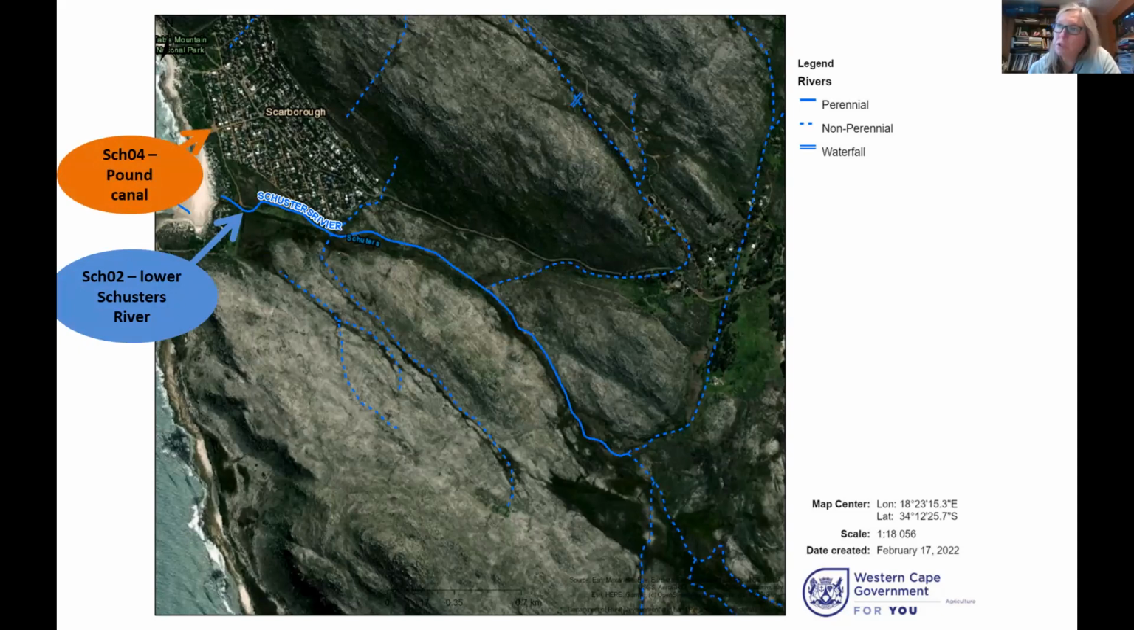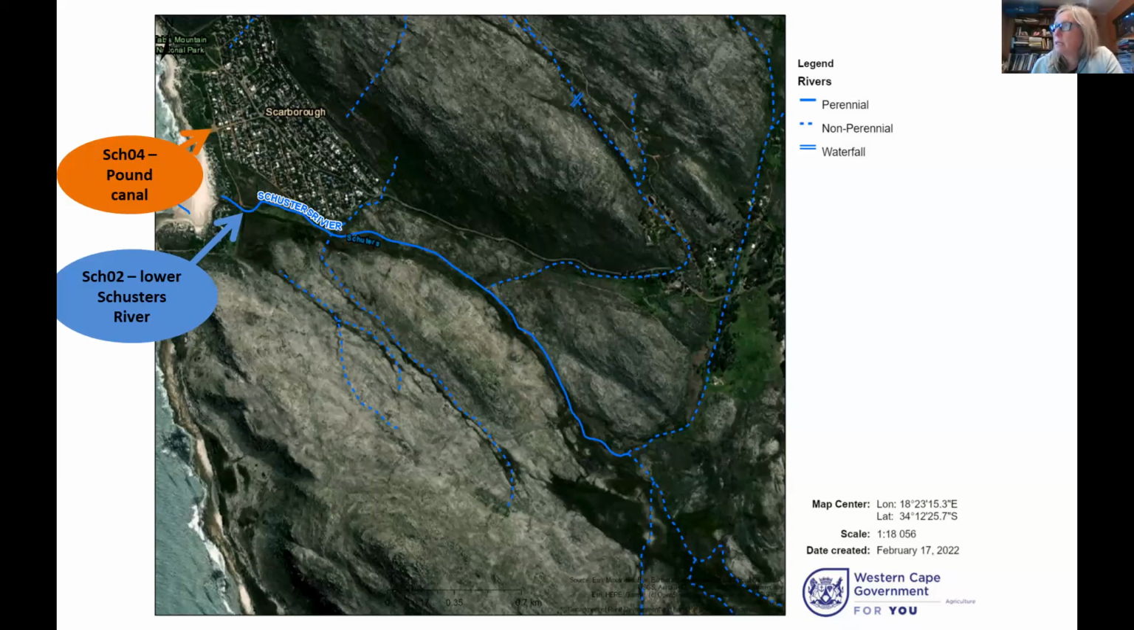And just to show you where they sit in Scarborough. The one on the Lower Schusters River is, as far as I know, just above or at the entrance into Schusters Kraal, into the picnic site there. And the Pound Canal, I'm actually not 100% sure where they sample, but I think it's quite close to the toilet block there.